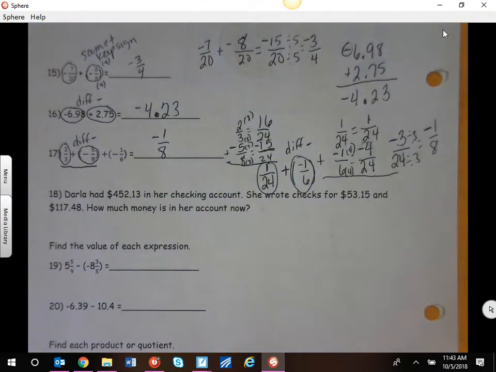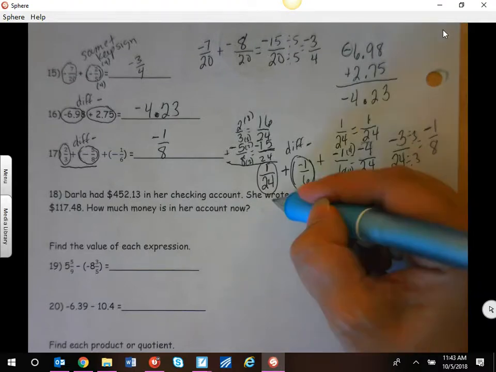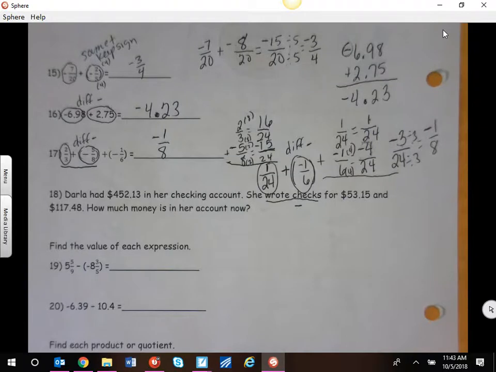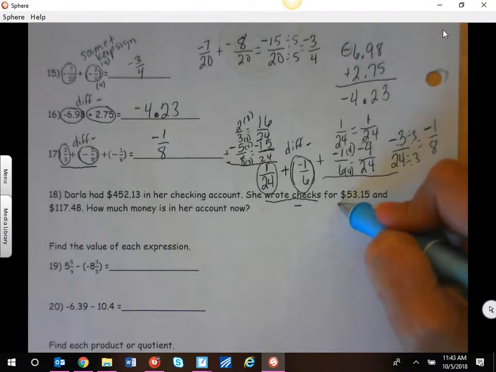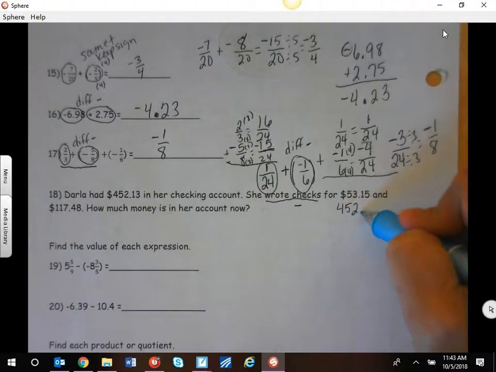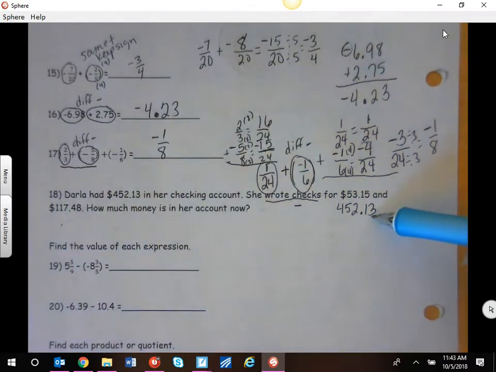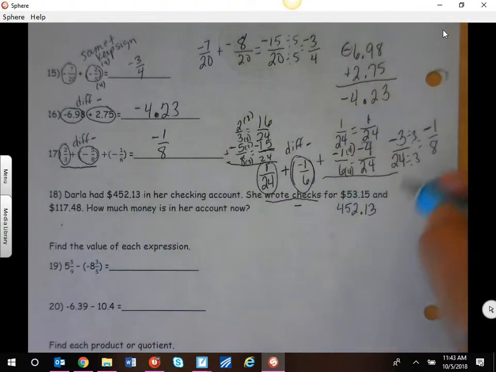Darla had $452.13 in her checking account. She wrote checks. Guys, remember that is a minus, for $53.15 and $117.48. How much is in her account now? You can do this a couple of ways. You can add these two check numbers together and then subtract, which is what I'm going to do. Or you could take this and subtract and get an answer and then subtract. So I'm going to first find out how much she spent.